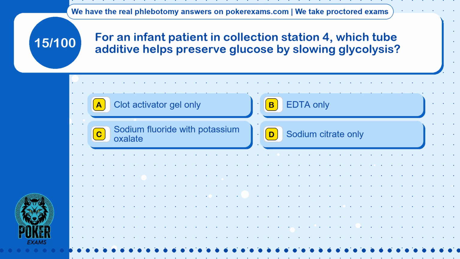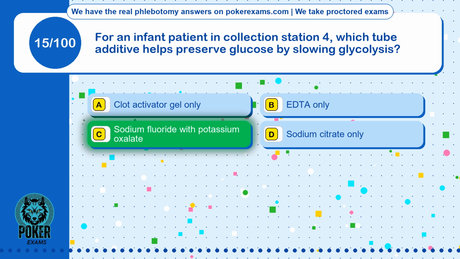Question 15. For an infant patient in collection station 4, which tube additive helps preserve glucose by slowing glycolysis? Option A, clot activator gel only. Option B, EDTA only. Option C, sodium fluoride with potassium oxalate. Option D, sodium citrate only.